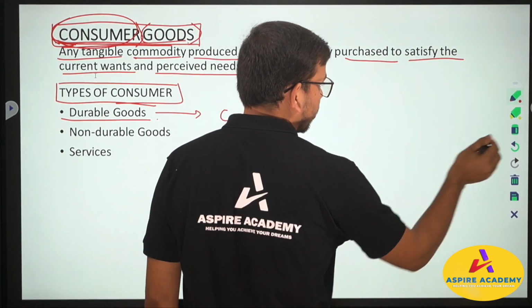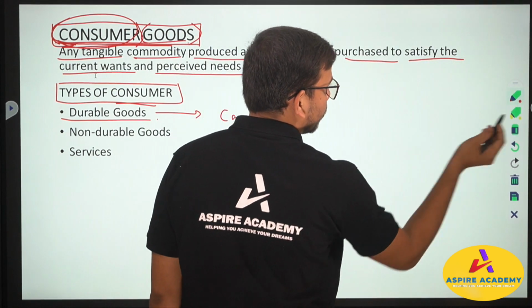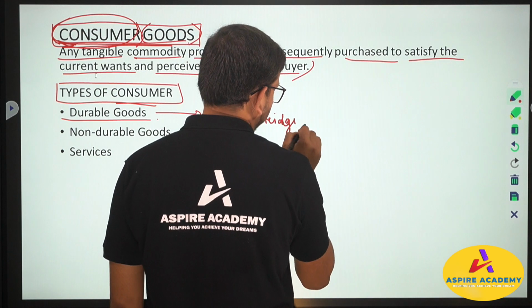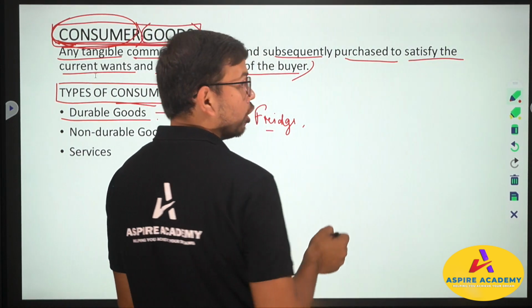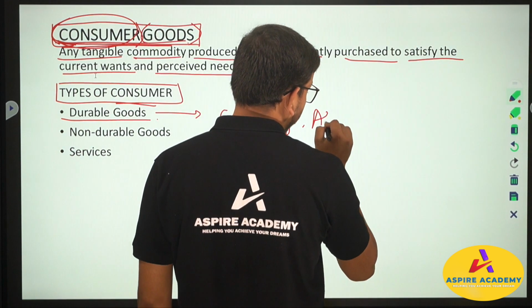I don't know the spelling, sorry. Okay, let us go with a very simple example, that is a fridge. Okay, a car, a fridge, or let us go with something like an AC.